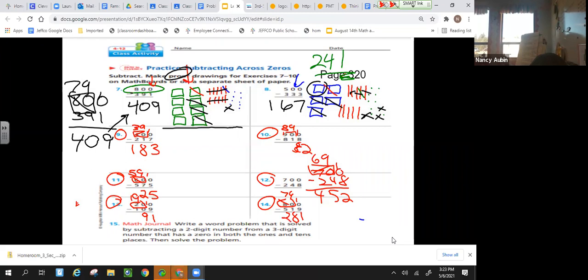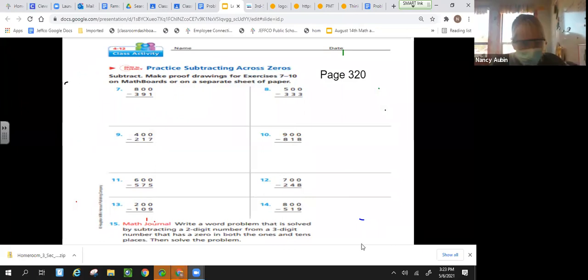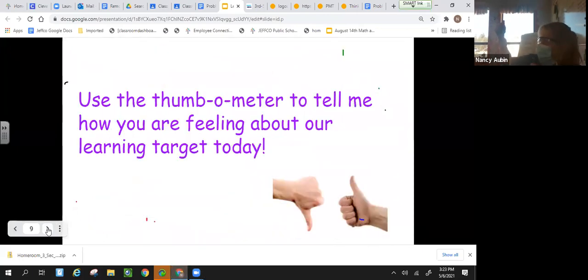91. How'd we do on number 14? 281. All right. How are we feeling about subtracting across zeros? That is a hard skill for third graders. So very impressive how you guys went through that.